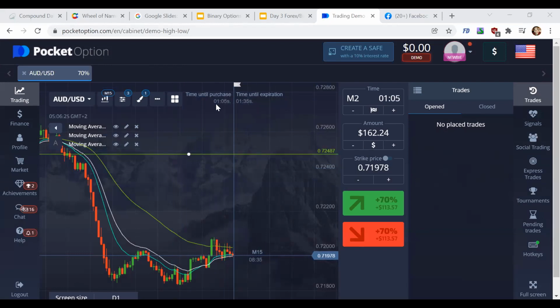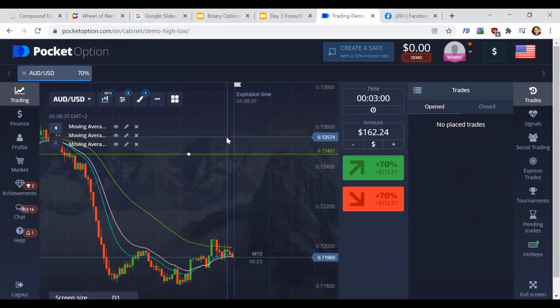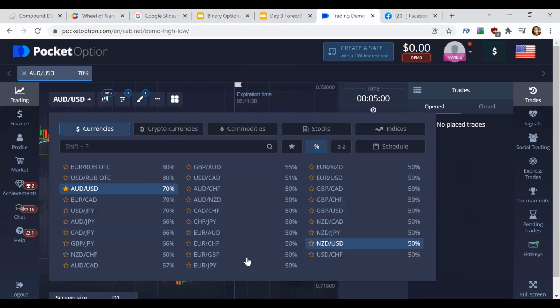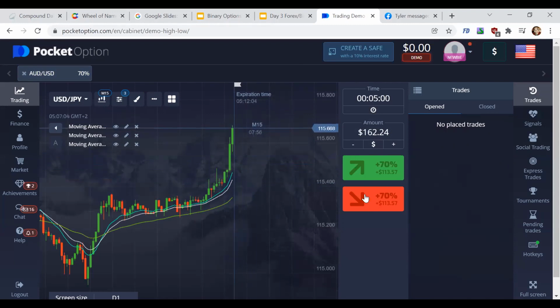Okay, so binary is centered around, like I said, time, guys. Okay, time, that's it. So I like to take really 5-minute trades, 5-10-minute trades. So what you would do is you would put your time for five minutes, okay? And you would pick the time frame, right? And then you would pick what pair you want, right? So let's say you wanted USD JPY, and that's a 70% payout, meaning that you're going to get 70% of what you put in, essentially.